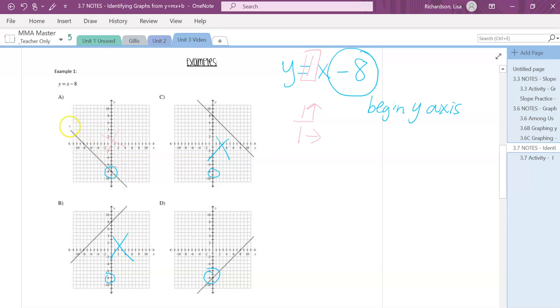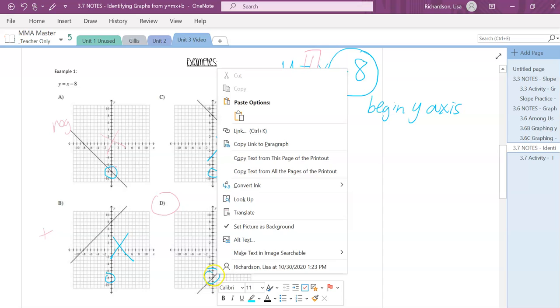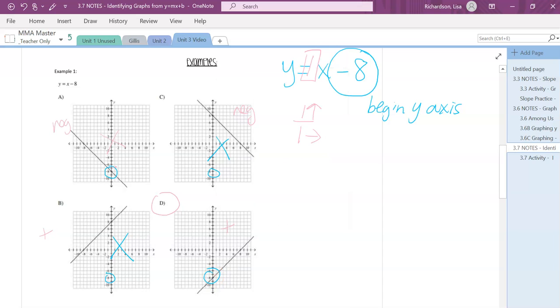You can also look at these and just say that this is a negative graph, this is a positive graph, this is a negative graph, and this is positive, and that pretty much does it. So there's two things you can look at. You can actually count the slope, like up 1, over 1, okay, this is it. Or you can just look at the fact that it's a positive versus a negative graph. So there's several things you guys can look at. So this is what you're going to be doing on your assignment.